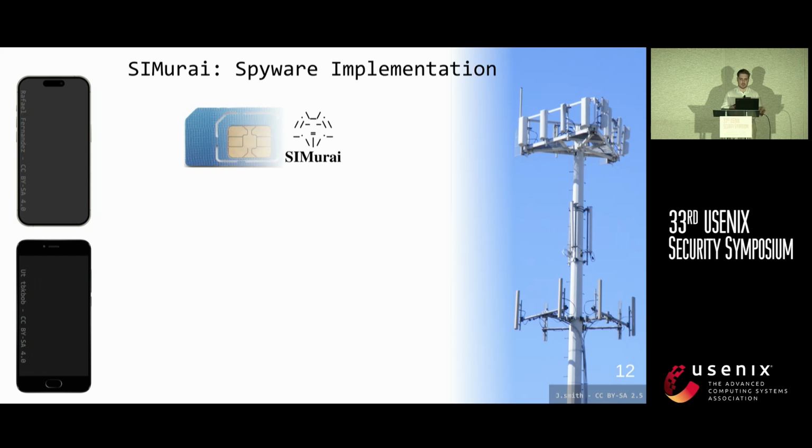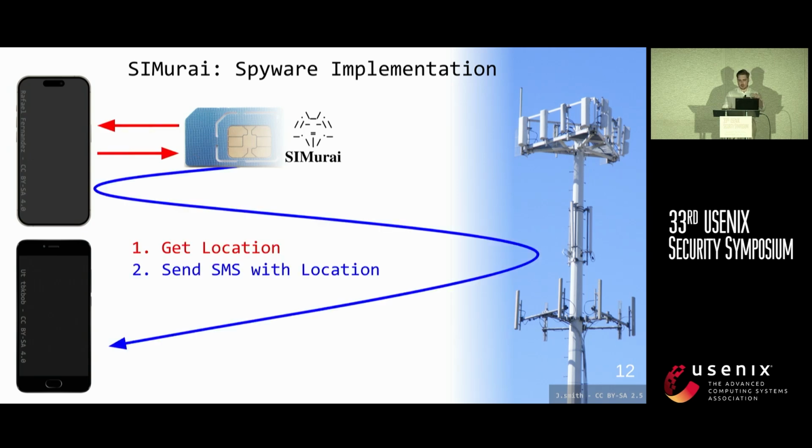So now I want to get into some of the examples that we've implemented, some case studies and demonstrations. One of them is a spyware. In around 90 lines of C using SIMurai, we were able to re-implement a spyware using just software running on a SIM. This spyware essentially does two things. It steals location information from one phone and sends this location with an SMS over the network to another phone. And this is done completely covertly. The target will not be notified or asked permission to perform any of these actions.